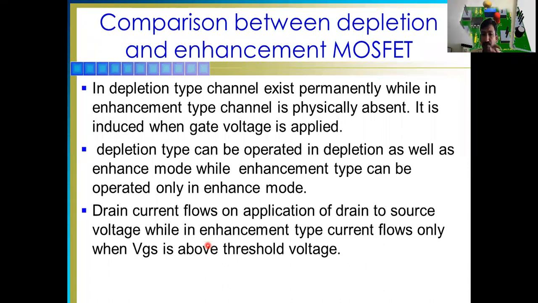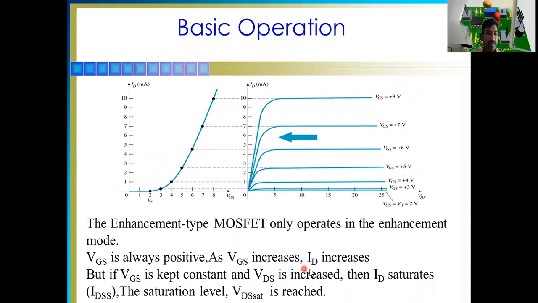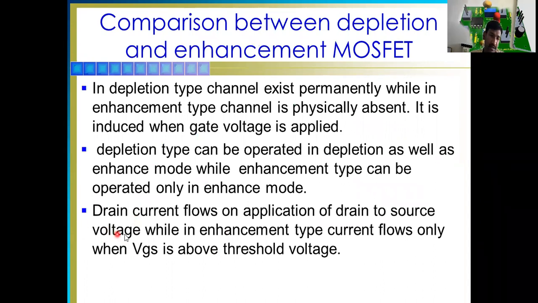Have we seen this in the graph? See, in the introduction part, what was said: VGS is always kept positive, right? When VGS increases, ID increases. But when VDS was increased, ID went into saturation. That point is indicated here. When a drain current flows on application of drain to source voltage, that is in the depletion region. But in the enhancement type, current flows only when VGS is above the threshold value. The threshold value means the cutoff region; it does not flow until it goes above that, right? So that is the difference.